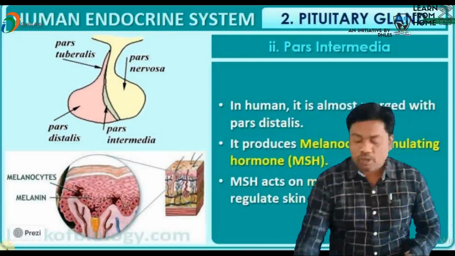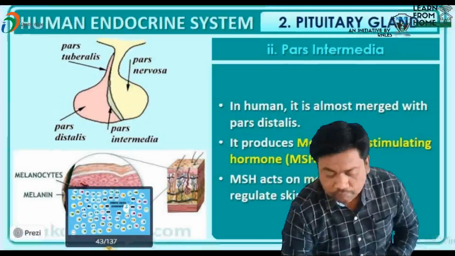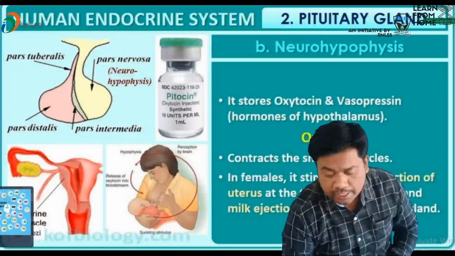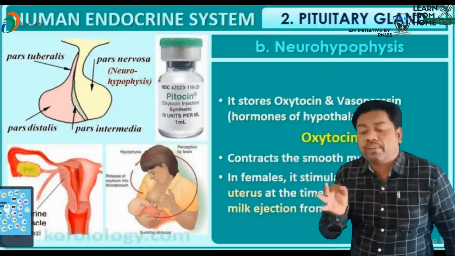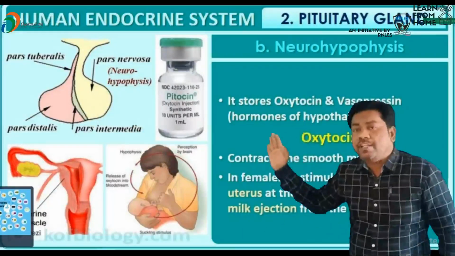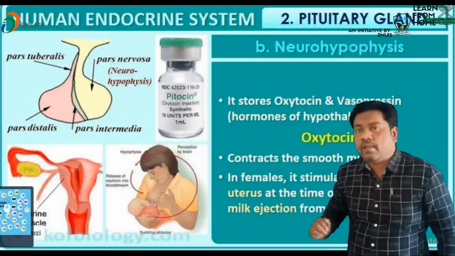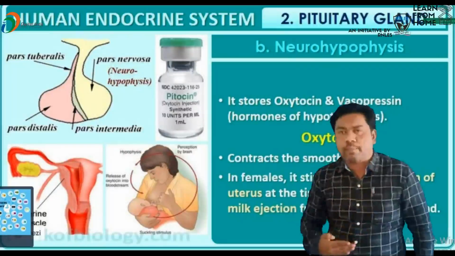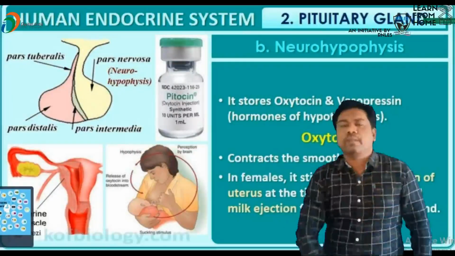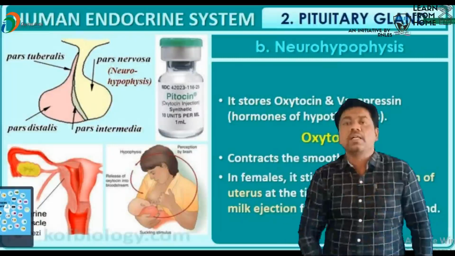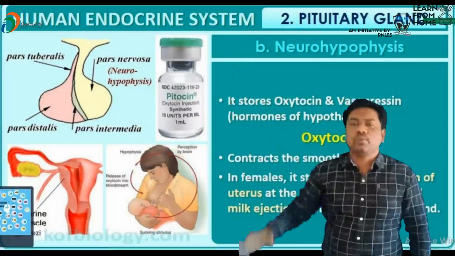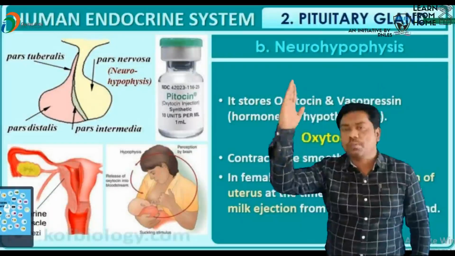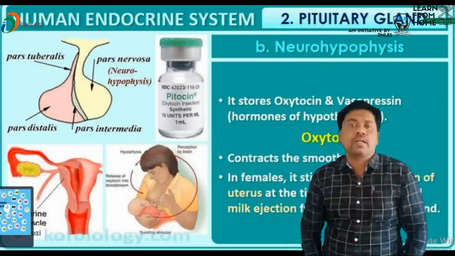After that we have to talk about the next one, that is the posterior pituitary. The next one is the posterior pituitary gland. So you have to see here, beta, the neurohypophysis. What is the neurohypophysis? The anterior pituitary is known as the adenohypophysis, and the posterior pituitary is known as the neurohypophysis. This neurohypophysis is responsible for the storing and releasing of two hormones. Those two hormones are oxytocin and vasopressin. This is very important for the NEET examination.